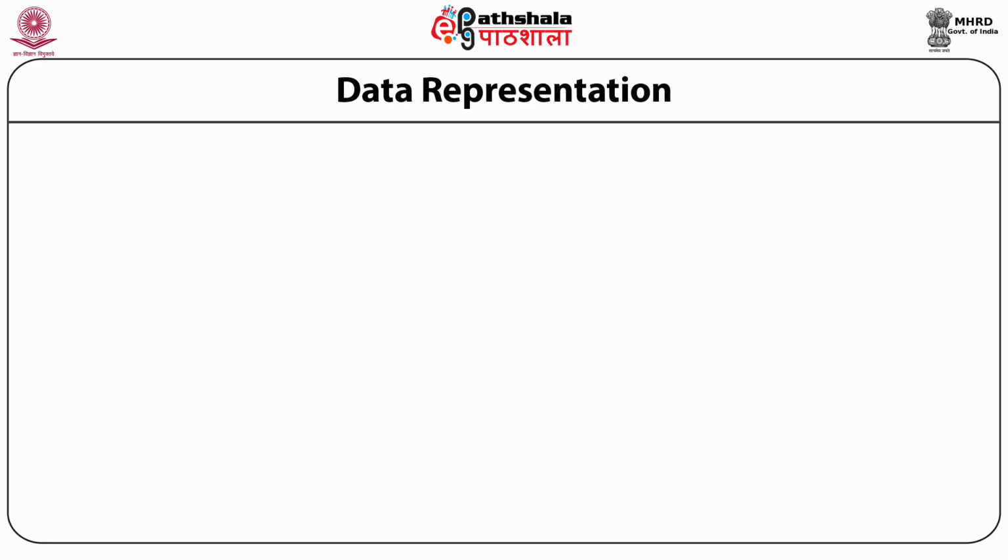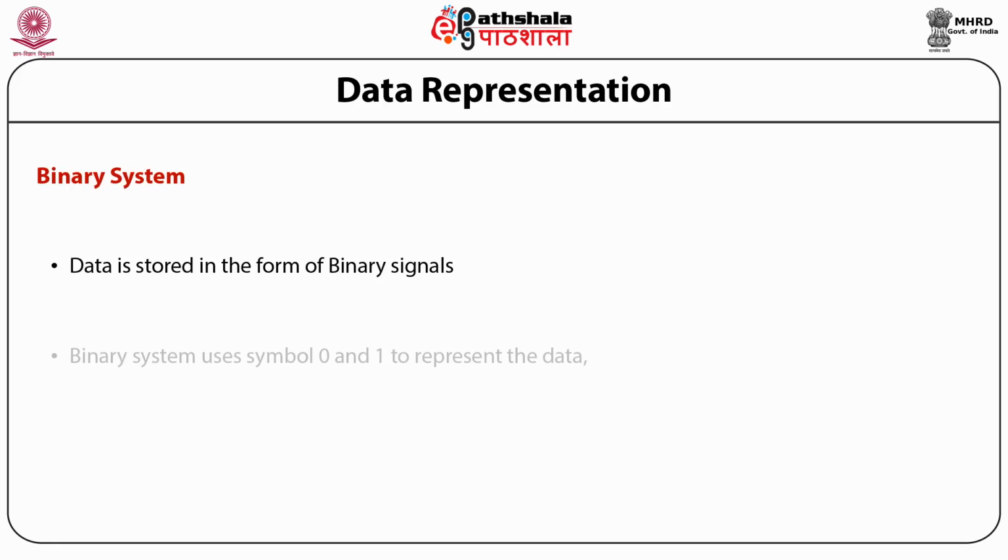Data representation. In a computer, data is represented through electrical signals. So whatever data we store in the computer is in the form of electrical signals, and these electrical signals are represented as a binary system through the symbols 0 and 1.